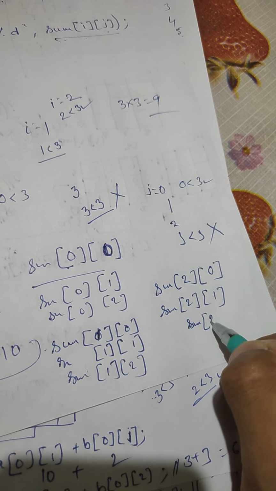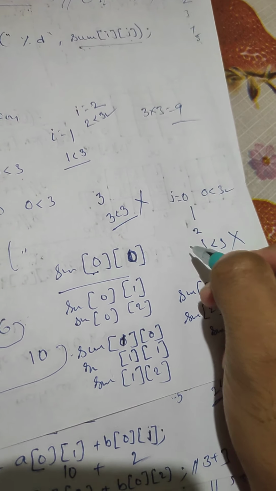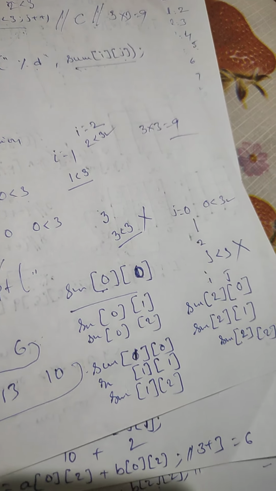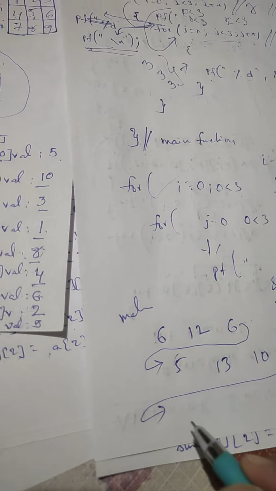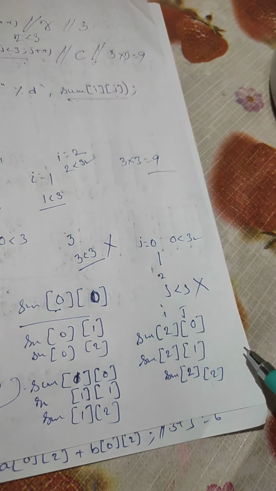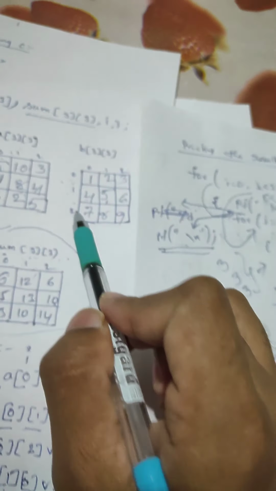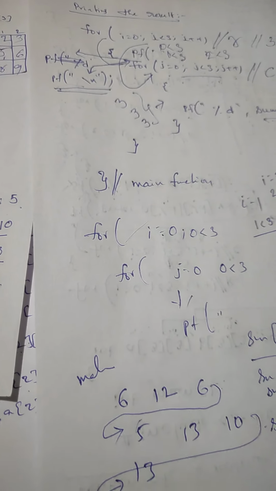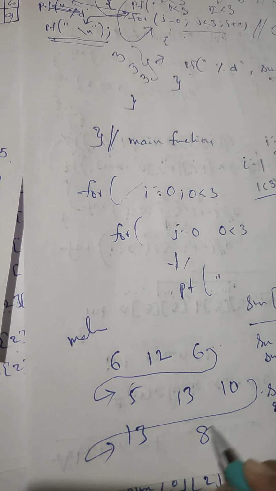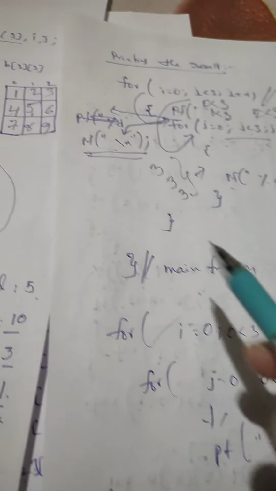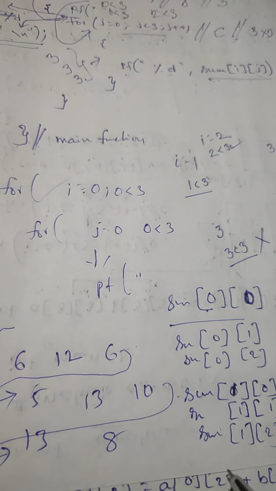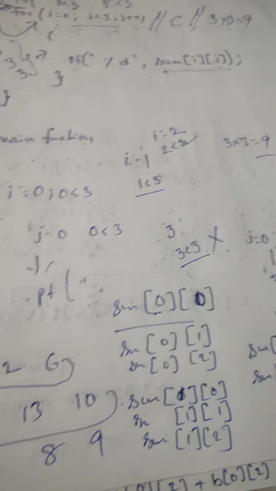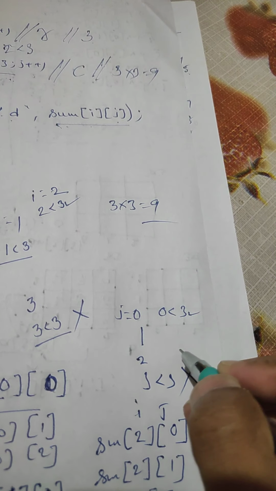And sum of 2 and 2. So this is the i value and this is the j value. Sum of 2 0 value. So what is the result of sum of 2 0? Second row, 0th column value is 13. Next, sum of 2 1. Sum of 2 1 value is what? 8. Next, sum of 2 2 value. Sum of 2 2 value is 9. Then 9 is printed. Next case, j is incremented by 1, so that means 3.